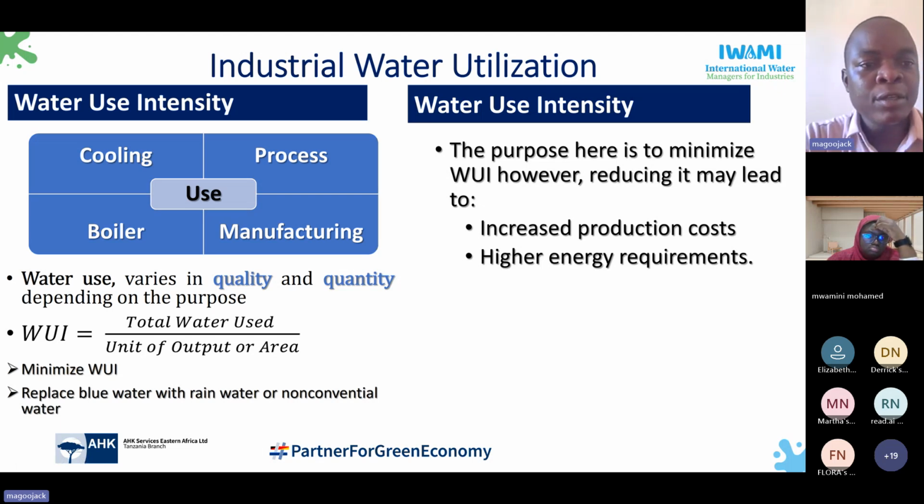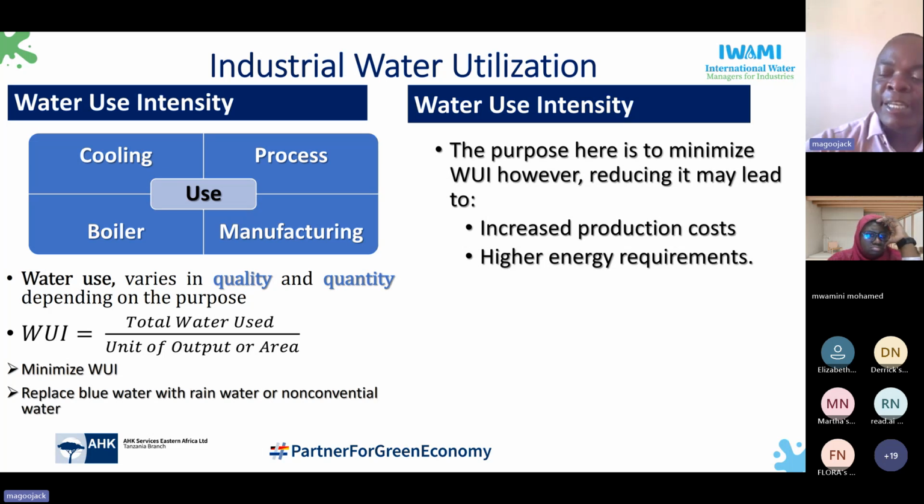We know that there are various uses of water in industries. One can be for cooling purposes, for processes, for manufacturing, and for the boiler. All these uses differ in terms of the quality as well as the quantity of water required. So identifying the quality of water can enable us to know which activities to direct that water to. And this will help to determine what we call the water use intensity.